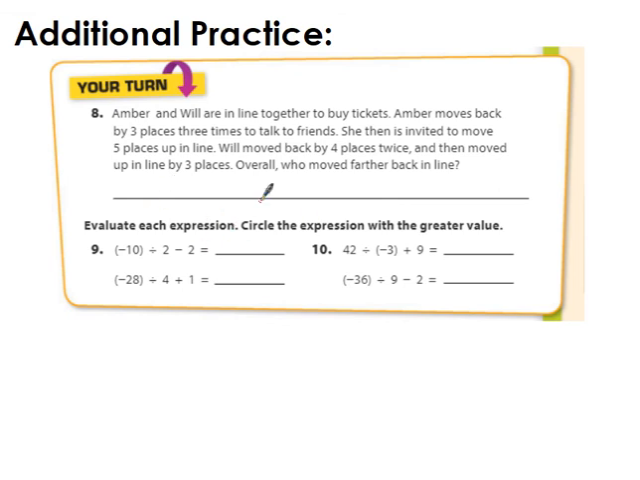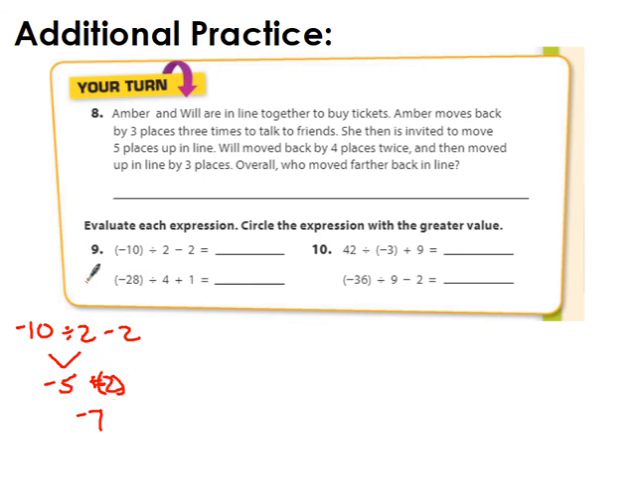Evaluate each expression. Circle the expression with the greater value. So for number 9, I have -10 divided by 2 minus 2. -10 divided by 2 is -5. Negative divided by a positive is negative. And then minus 2, which is going to give me -7. Okay, and then again, I could have added the opposite, and that would make this a negative. So it's really -5 plus -2, which is how I got -7.